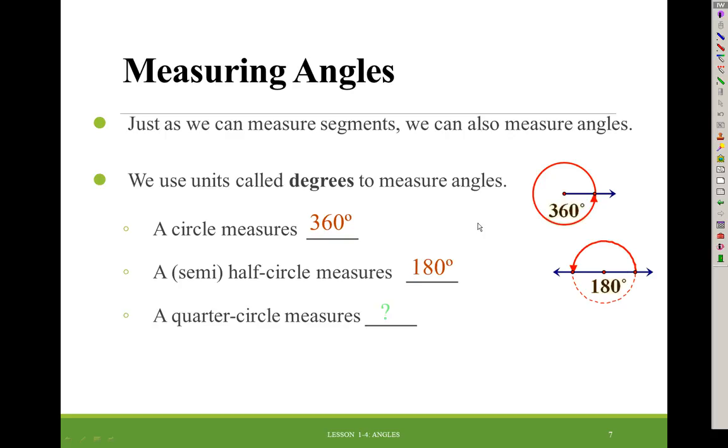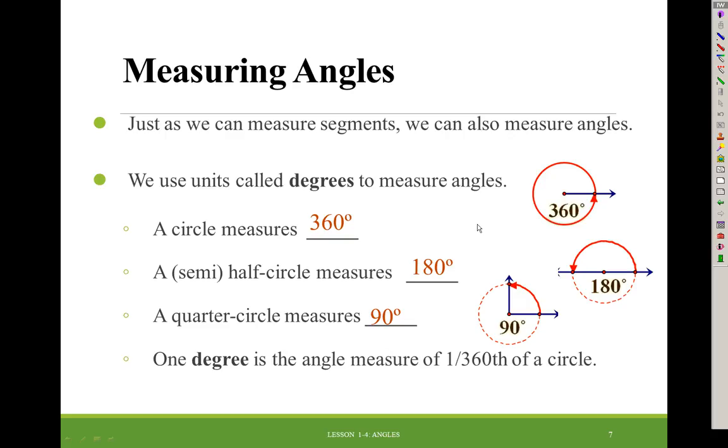A quarter circle, that's a fourth of the circle. That's 90 degrees. And then if you think about it, this seems a little bit strange, but it's true. Since the whole circle is 360 degrees, 1 degree is 1/360th of the circle. So it's a little bit weird, but it's true.